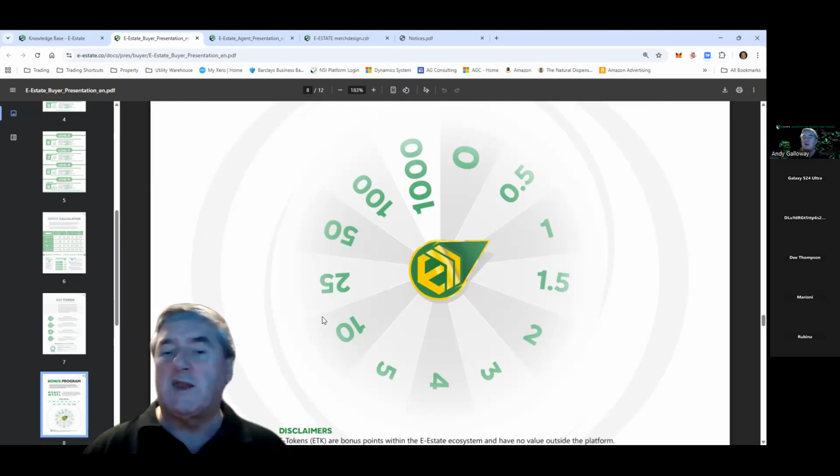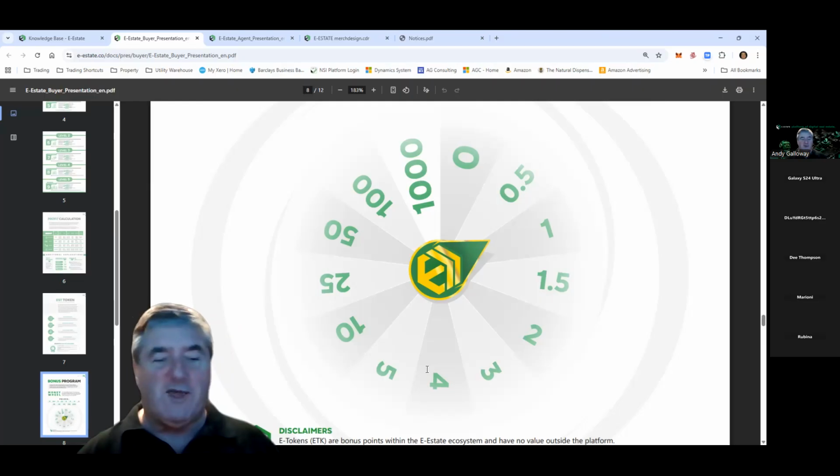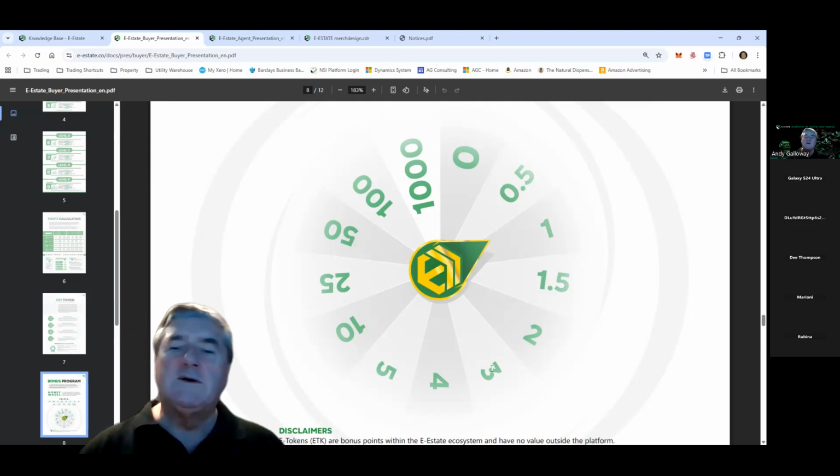But it's not unusual to get up around $25, $50. And when you think of it, it's free because you were going to buy that property anyway. And the fact that you get some ETK tokens for doing it, and then you come here and win $25, it's just free money.